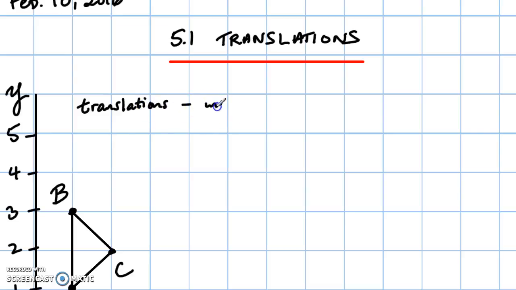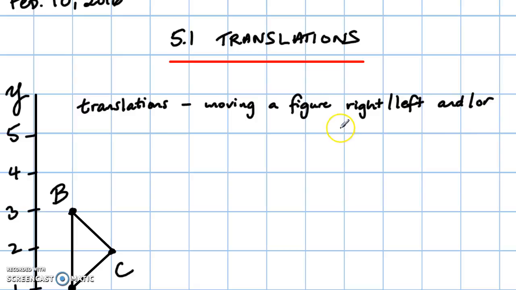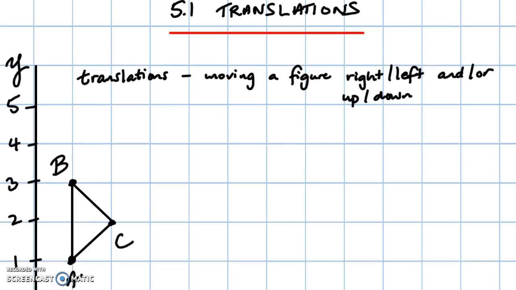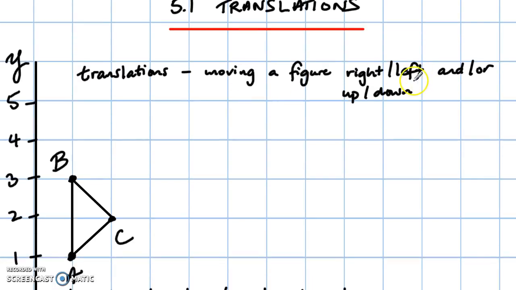are moving a figure, and please write down whatever I have here on the screen on your sheet of paper too. So translations involve moving a figure right, left, and or up, down. So again, translations involve moving a figure right, left, and or up, down. Now, remember with the translation, the actual size of the figure doesn't change.